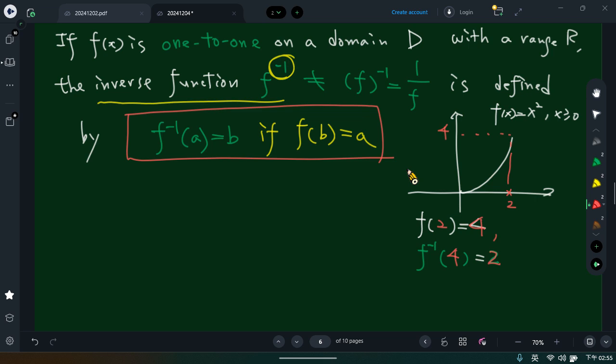For the f function, x will be the input. Through this function, I can get 4. But for the inverse function, you use 4 as an input, then you go back to get the function value 2. You know, it's just an inverse process.